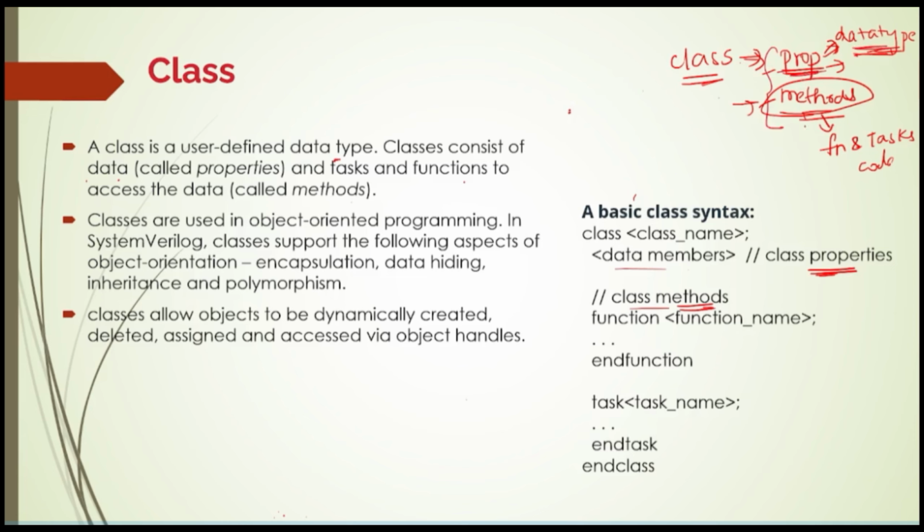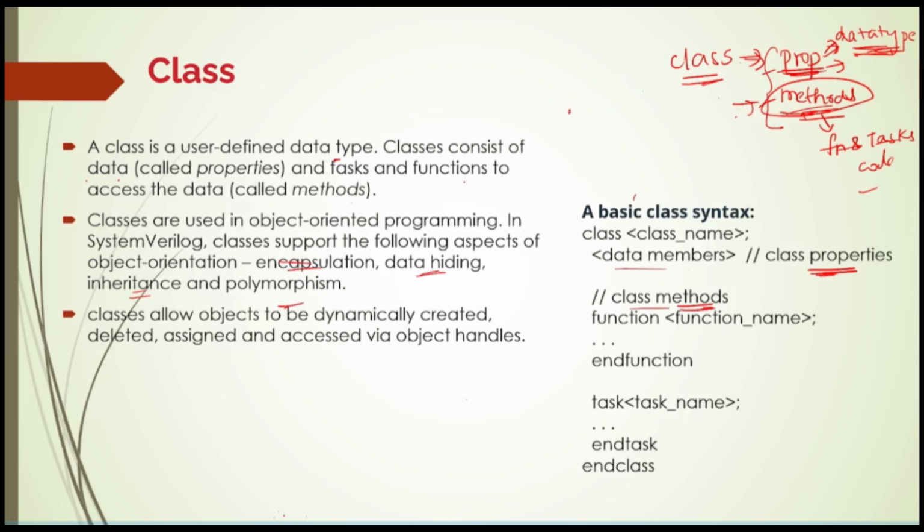Properties are nothing but data types, and methods are nothing but functions and tasks that you will be writing in your code. So this is all that your class contains. Class is used in the OOPS concept, so it supports many features like encapsulation, data hiding, inheritance, and polymorphism. And classes are dynamic in nature, so you can create an object, delete an object, assign it, or access it dynamically.